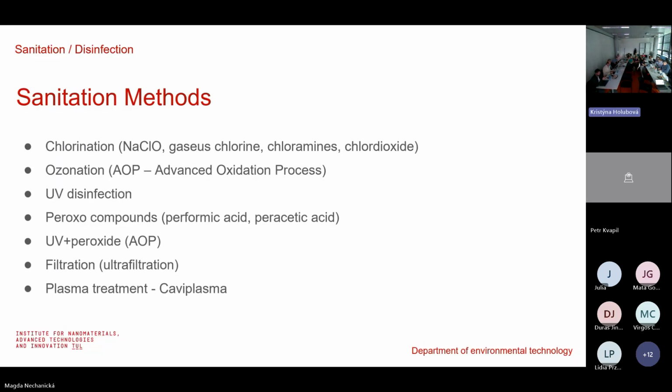Okay, wrong way. Okay. So generally methods.